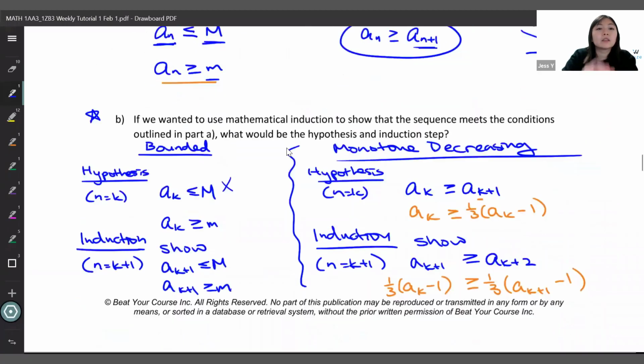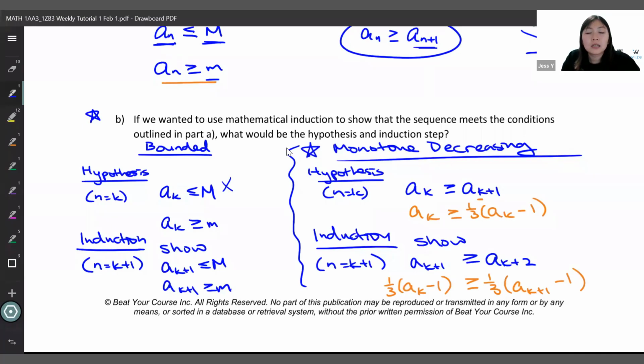Now in part B, they're saying, okay, we want to use mathematical induction to show that the sequence meets these two conditions, meaning that it's bounded and monotonically decreasing. And they're asking us to just write down the hypothesis and the induction step. So I'm going to focus on the monotonic decreasing hypothesis and induction step. Once you understand the monotonic one, the bounded one's much easier.